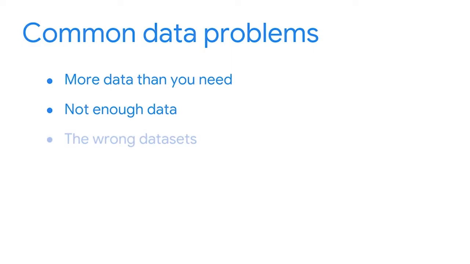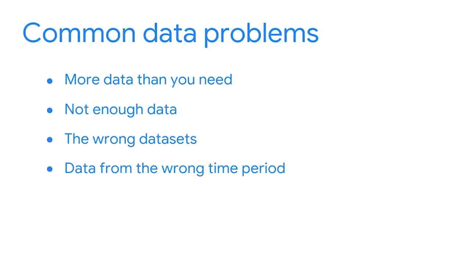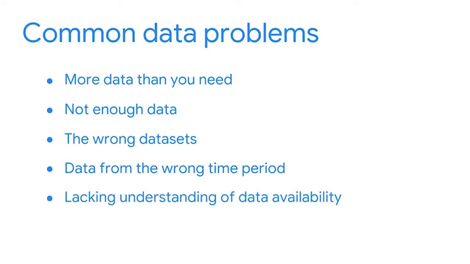Perhaps you incorporated incorrect data sets or data from the wrong time period. This can cause your stakeholders to come to inaccurate conclusions. And if you don't understand what data is actually available, you might waste time and resources trying to obtain data that isn't there. Avoiding data problems requires you to be very specific before you begin building any BI tool.